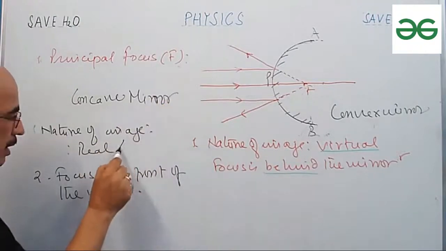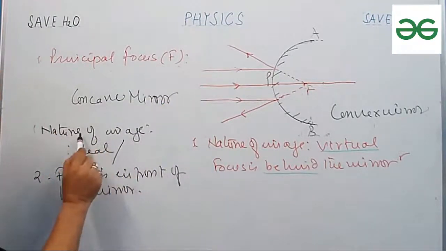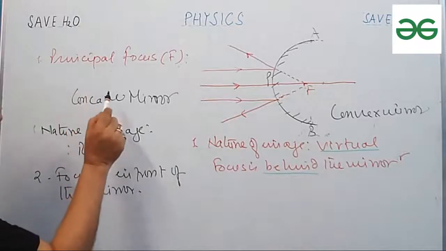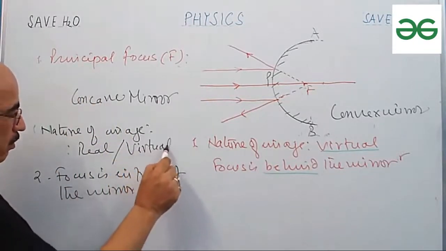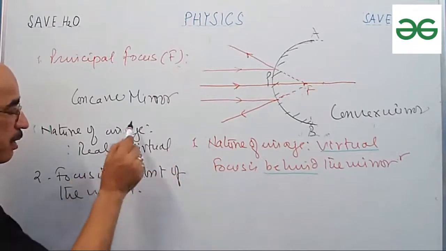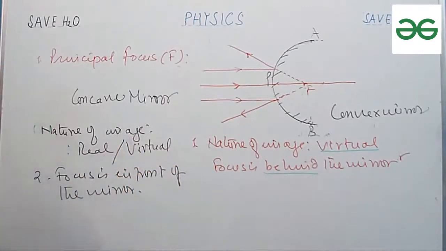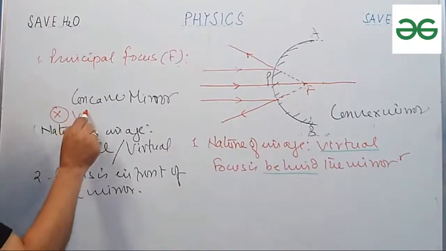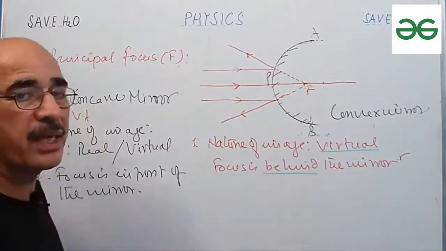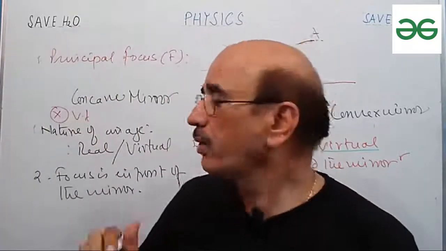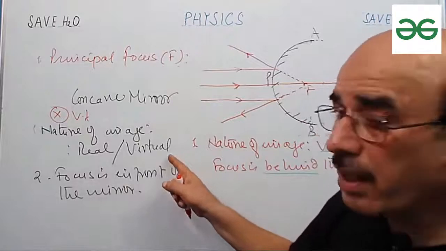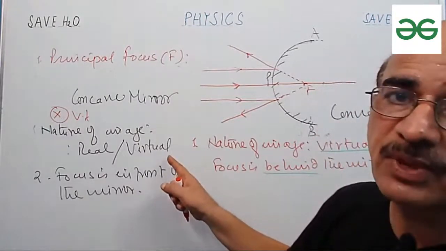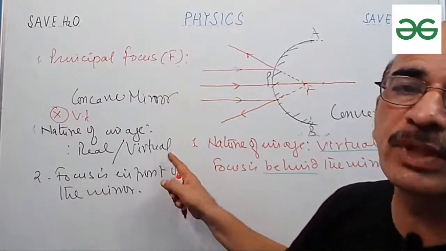But this mirror, a concave mirror, is the only mirror which can form both kinds of images, virtual as well as real. तो ये बहुत important point है, इसको आप याद करके रखेंगे. This is a very, very important point. So a concave mirror is the only mirror which can form both kinds of images, real as well as virtual, depending upon the position of the object. What I am saying, depending upon the position of the object.